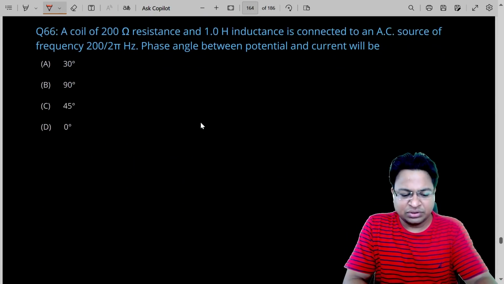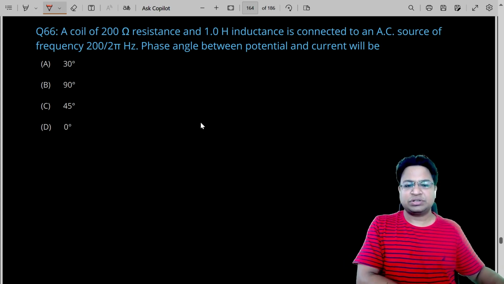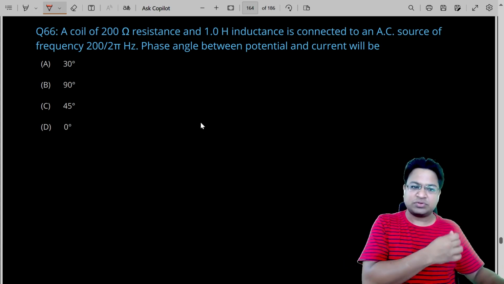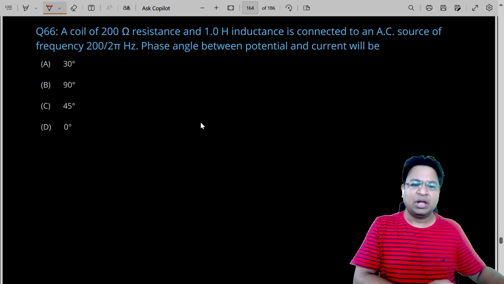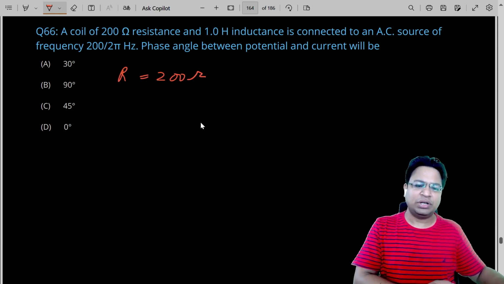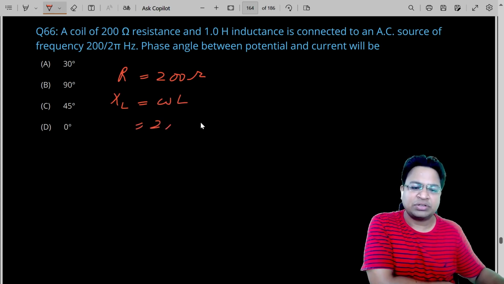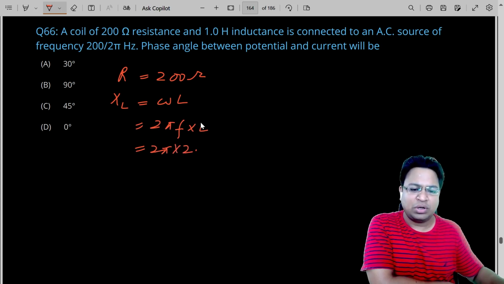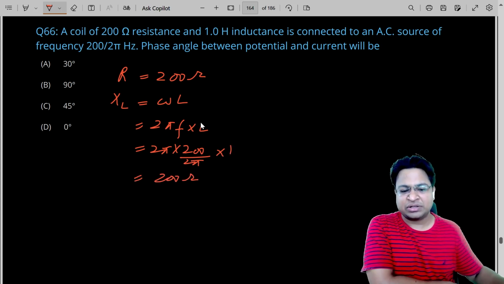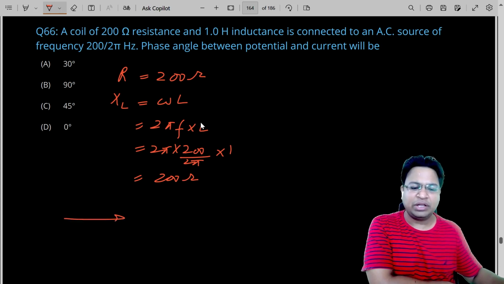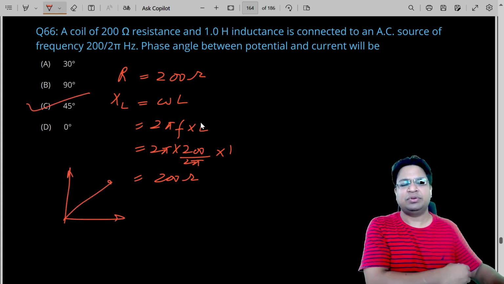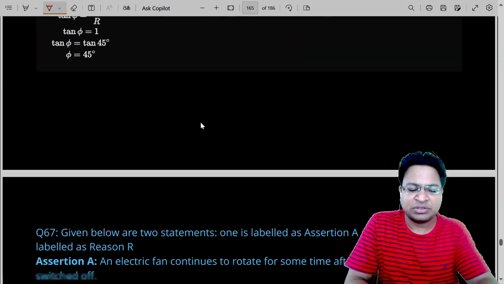Now we go to the next question. A coil of 200 ohm resistance and 1 Henry inductance is connected to an AC source of frequency 200 by 2 pi. Find the phase angle. That's simple. The value of resistance is 200 ohm. Let's calculate the value of inductive reactance. That would be omega into L. Omega is written as 2 pi into frequency, so 2 pi into frequency is 200 by 2 pi, and then L is 1. So this becomes 200 ohm. So R and XL are equal, and therefore the phase angle would be 45 degrees. So we don't need to do any more calculations. We can directly mark C as the answer.